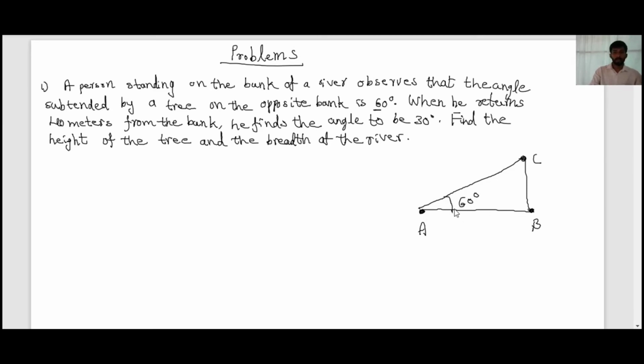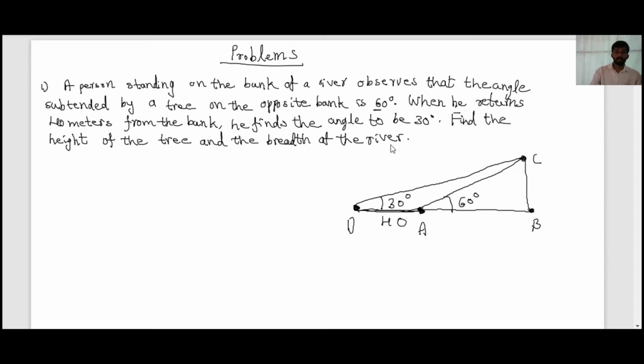Now again given data, see, when he returns 40 meters from the bank, that means you need to draw a backward line. If you draw the line here, he is moving near to the tree, but the given data is he returns from the bank. So up to here, take it as D. He returns from the bank how many meters? 40 meters. Then he is again looking at the tree. What's the given data? Angle of elevation is 30 degrees.